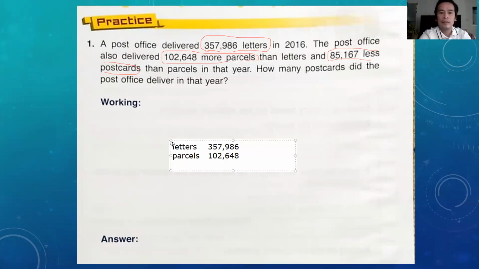102,648. And then this is more than letters. Look at the parcels. More parcels than letters. So you have to add, plus more. So this is plus 357,986. How about the postcards? So this is the postcard.